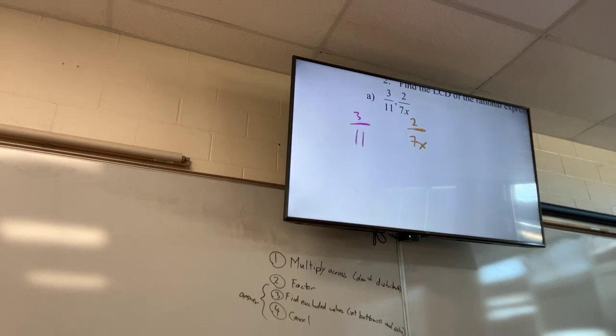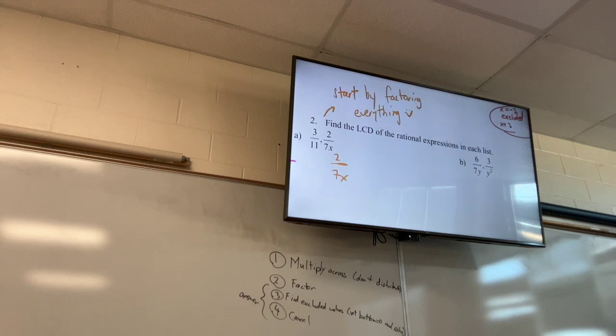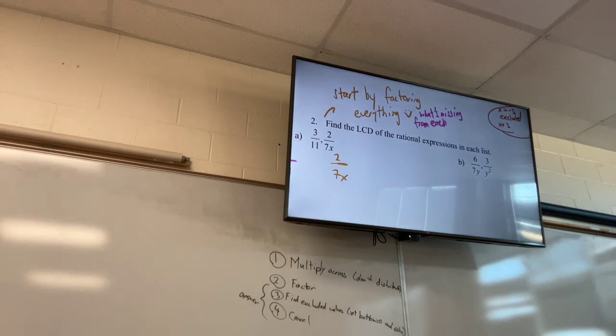These are both already factored though. And then ask yourself, what's missing from each denominator? What factor is missing from each denominator that I have in the other?